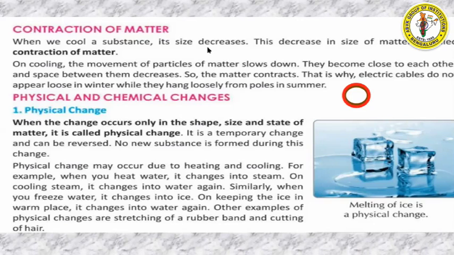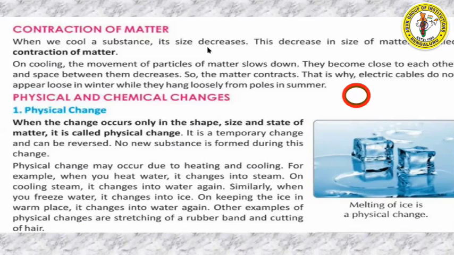That is why electric cables do not appear loose in winter, while they hang loosely from poles in summer. The electric cable wires in the poles are made of iron. So during the summer, they get heated and they hang loosely. Whereas in winter, because it is cool, the matter cools down and becomes rigid. They decrease in size. This is the concept explained in this paragraph.